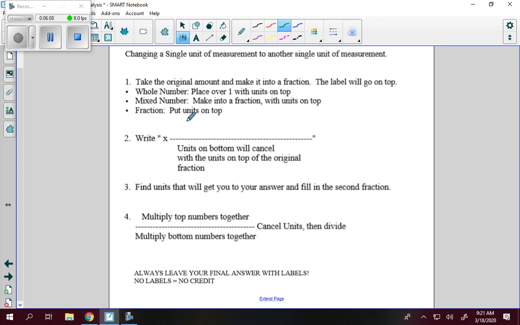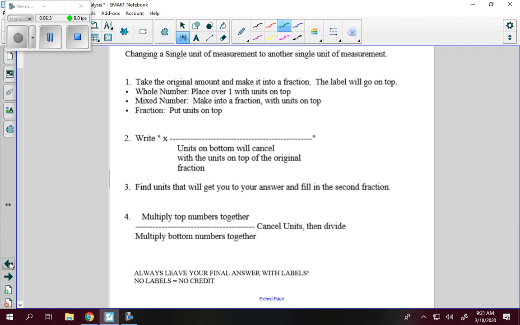You could also change mixed numbers to decimals as long as they come out evenly. So you can't change 1/3 to a decimal because it's 0.333333, and you can't round that. You can only round answers at the end of problems. So you would have to do 1, say, foot over 3 for your start.